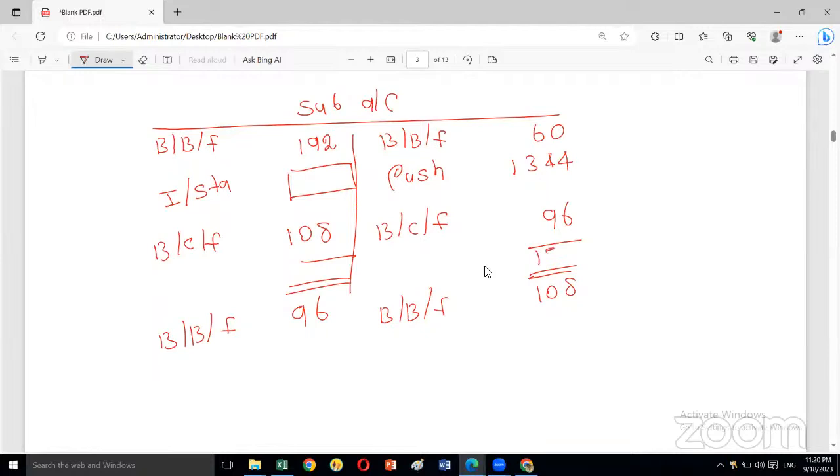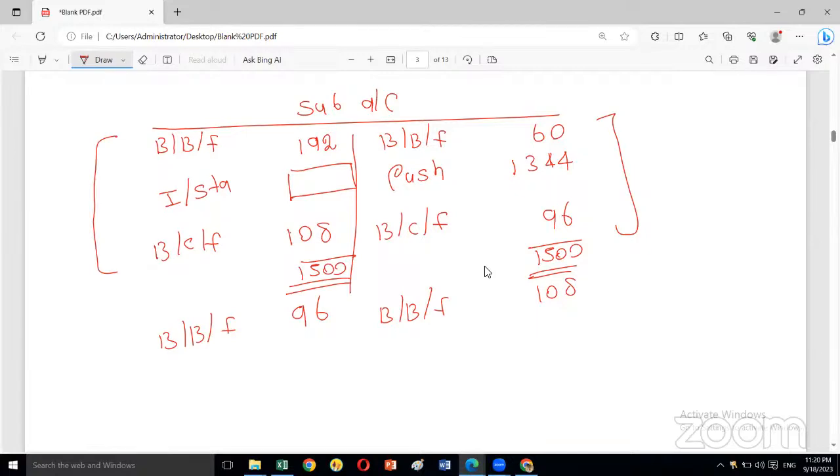how much is the answer? 1,500. If this is 1,500, this one also should be how much? 1,500. If this one's total is 1,500, this one total also should be how much? 1,500. Now, see this.